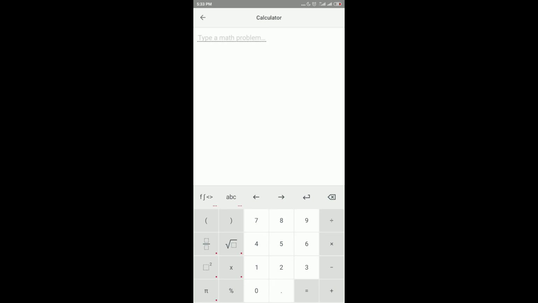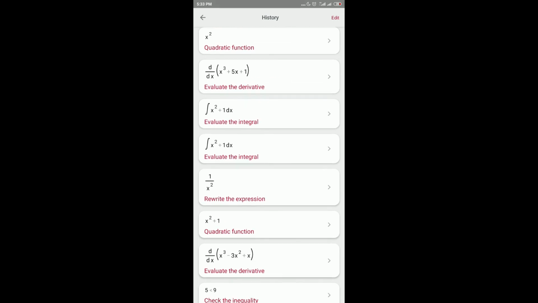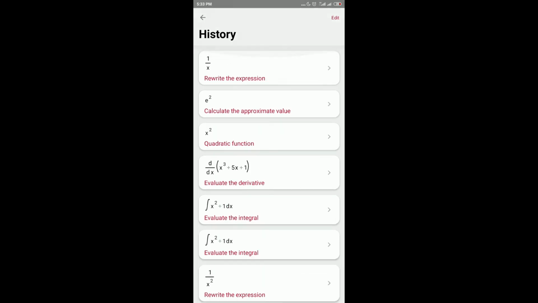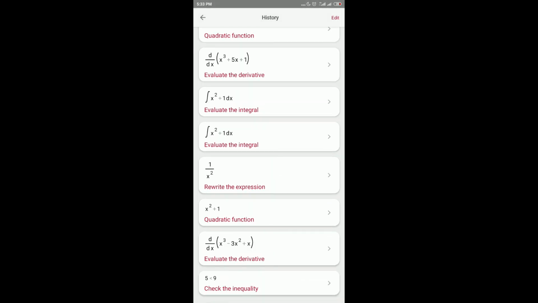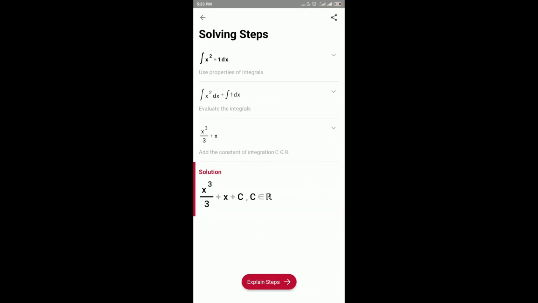And lastly, we have the history right here. The history button is used if you want to check the equation again, so you don't need to scan or write it. You just press the history and go to the equation you want, and then it will bring you back again without typing the equation.